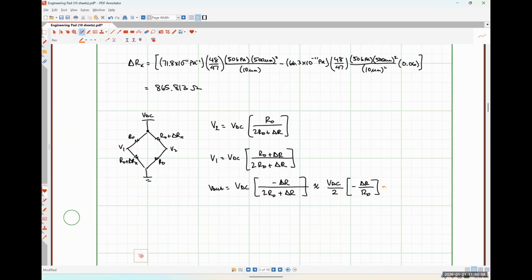I got negative 108.227 volts. I'm just going to see how different it is if I don't put the approximation there.